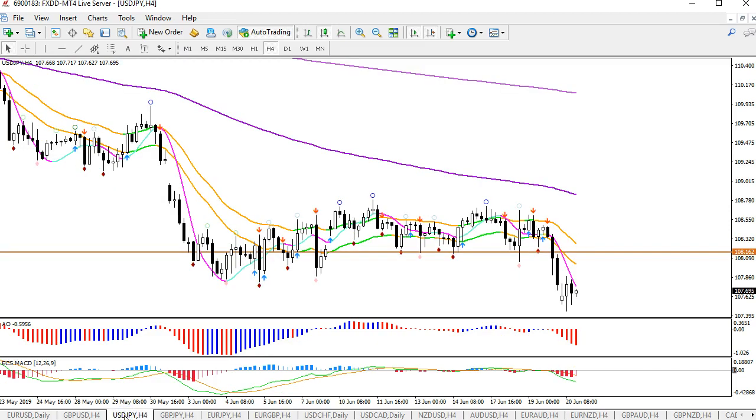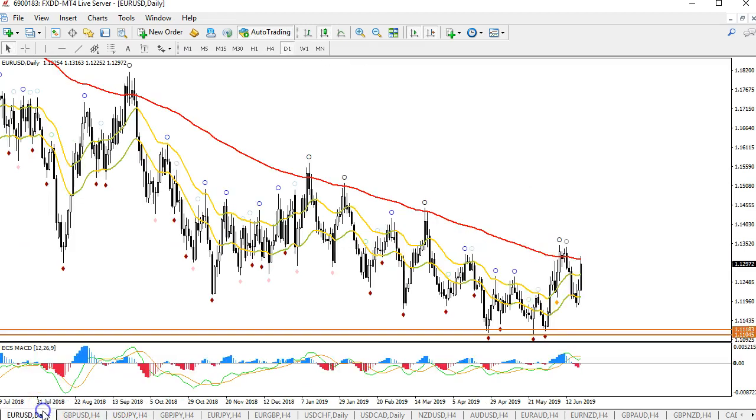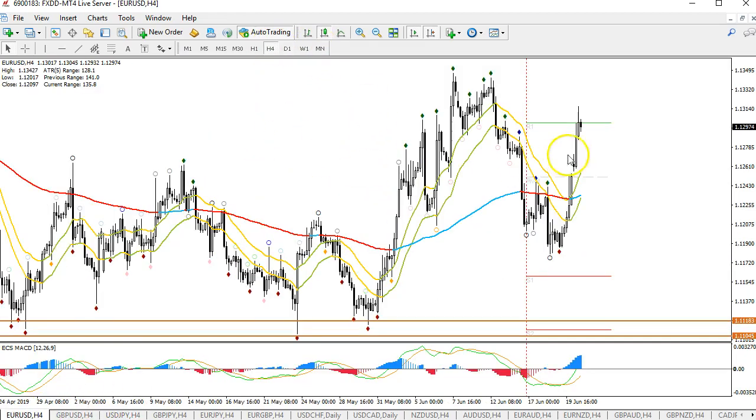Dollar yen could be another one. 108 is the area I'm looking for. And maybe the euro dollar. Once again, if it breaks above the R1, I am interested in trading it as a continuation higher. And if I get this breakout, 113.50 is not the target. I will be aiming for 114 or maybe 115.